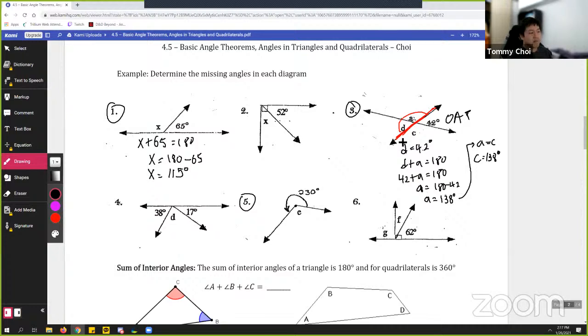I believe in you. And number 5, we have what Milana said earlier was 360 degrees for a full circle. So we have 230 on one side, which means E plus 230 must equal 360. We can move 230 to the other side. And that's going to give me E. And so 360 minus 230 is going to give me 130 degrees. And that's going to be E.